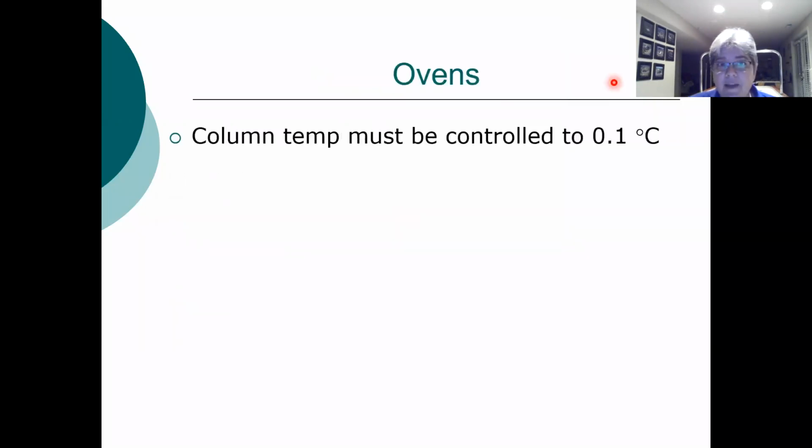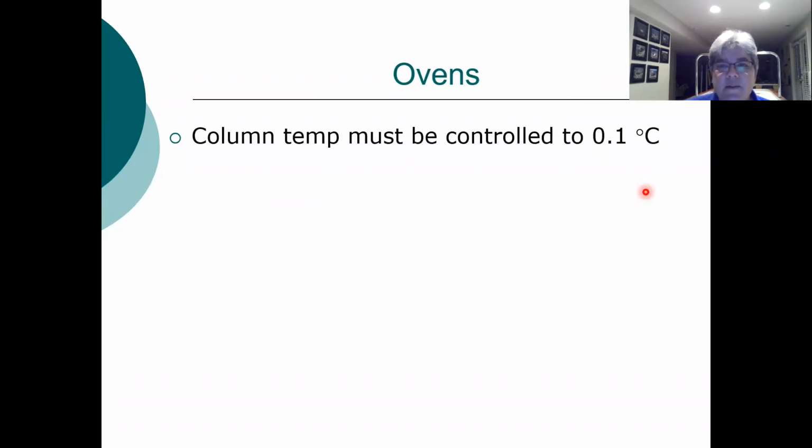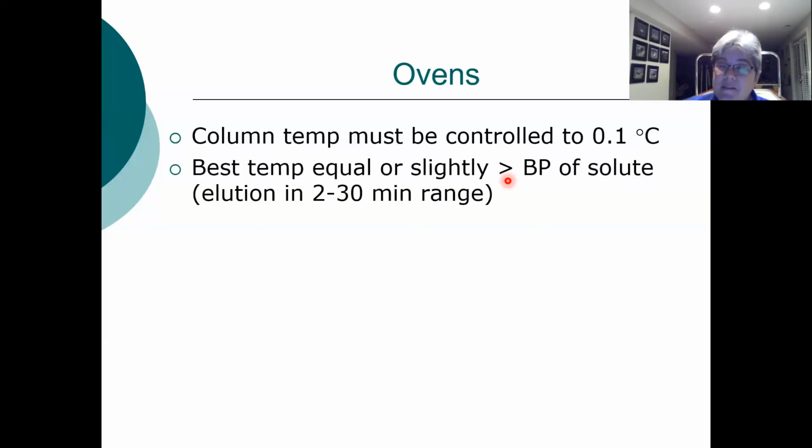All right, now let's talk about the oven. So this column goes into an oven, and the oven needs to very carefully, within 0.1 degrees, control the temperature. It's best for the temperature of the oven, the temperature of the column, to be just a little bit above the boiling point of your solute. And you want your samples to come out in about 2 to 30 minutes. And that's a good range.